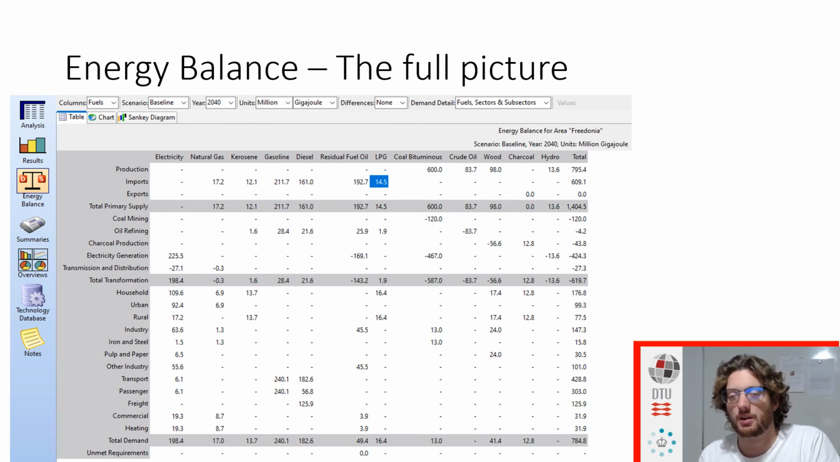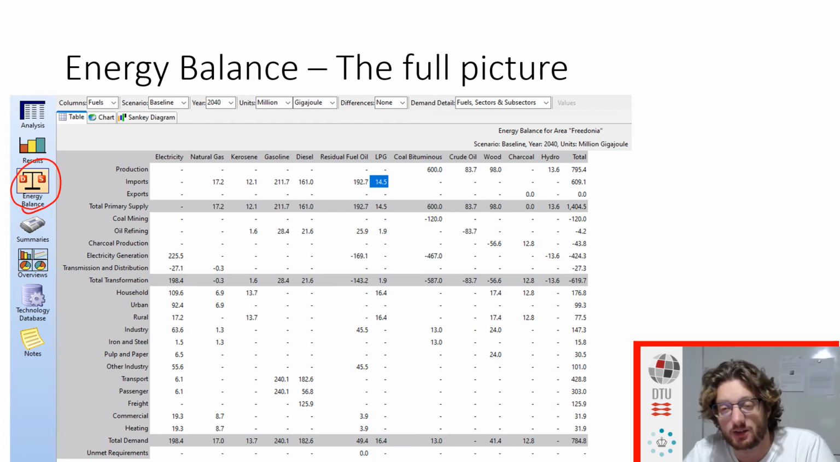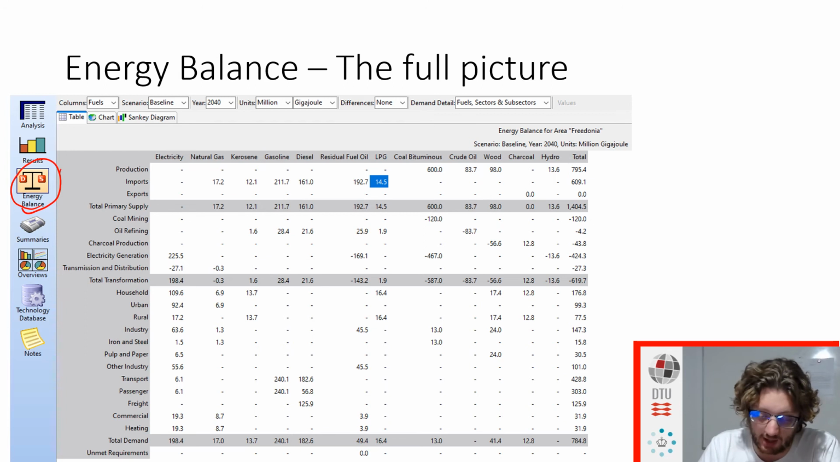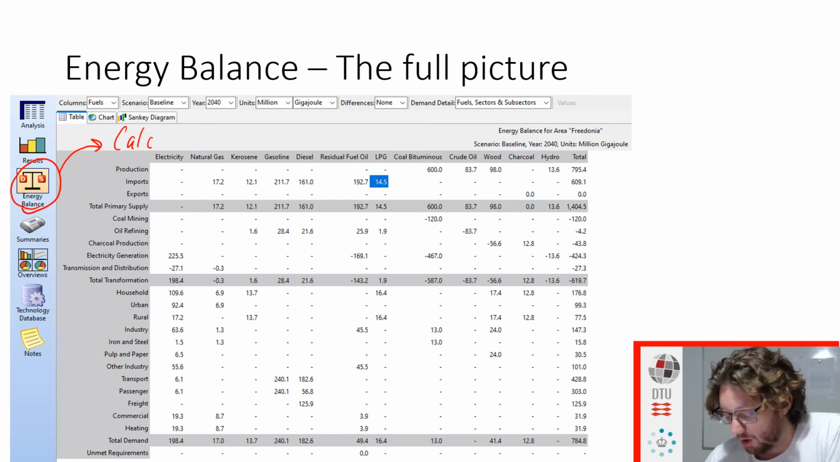Now here I'm going to change gear a little bit, and I'm going to talk about the energy balance. We did briefly touch on it in the transformation, but you can see here, this is the energy balance. If you are in analysis and you click on it, it will force it to calculate, just like results. So this is a way of calculating, and meaning this table is also an actual result table. So this is an overview of your full energy system in a given year.